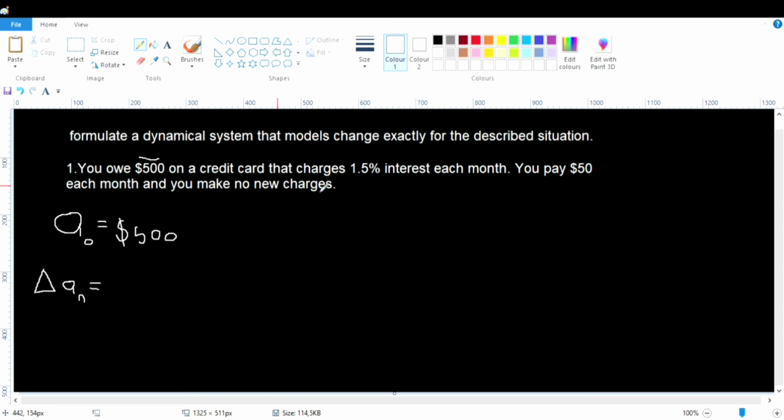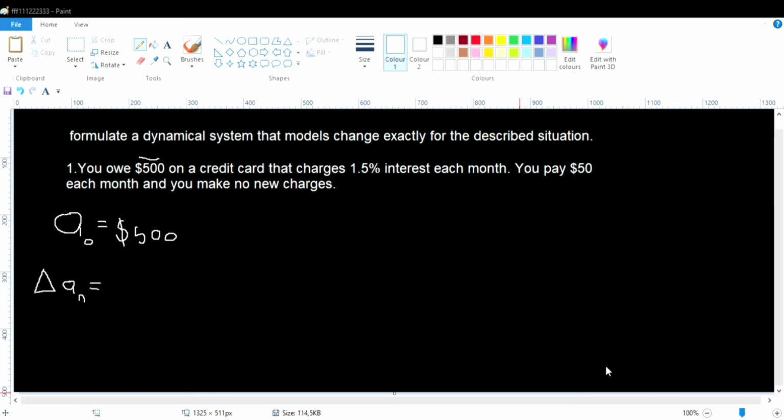Now each month this money increases by 1.5% each month, and then you pay $50 each month. So now let's make a function out of this situation. So I'm going to take the interest, then divide it by 100. It's 1.5 divided by 100.